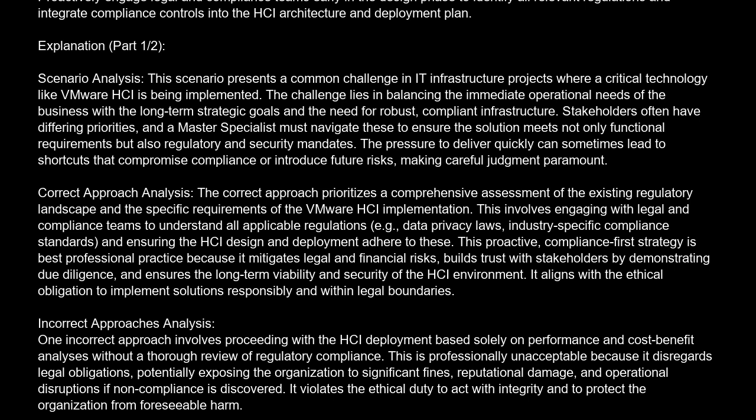Incorrect approach analysis. One incorrect approach involves proceeding with the HCI deployment based solely on performance and cost-benefit analyses without a thorough review of regulatory compliance. This is professionally unacceptable because it disregards legal obligations, potentially exposing the organization to significant fines, reputational damage, and operational disruptions if noncompliance is discovered. It violates the ethical duty to act with integrity and to protect the organization from foreseeable harm.